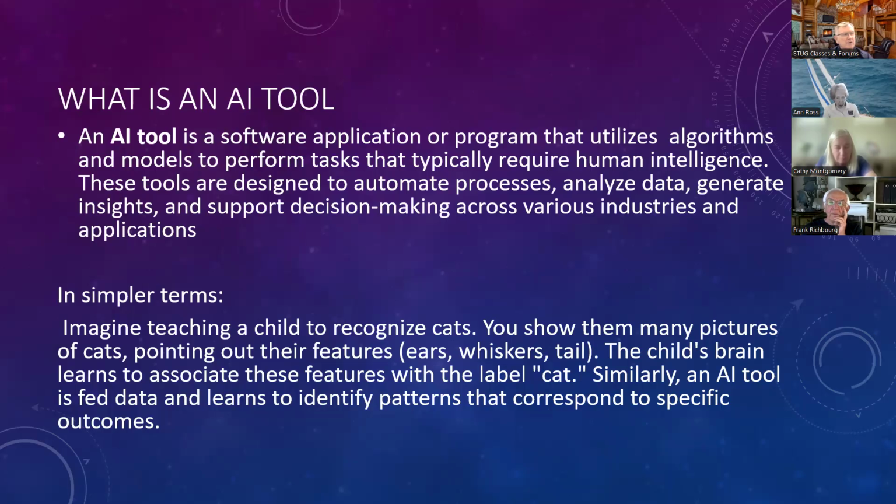The child's brain learns to associate these features with the label cat. So if I show them a picture of a tiger, that's called a cat too. And again, you would say it's a cat, but it's a big cat. And pretty soon, if you show them enough pictures of an animal that looks like a cat, they will associate and say that's a cat. And they'll be able to say those are whiskers. And so the child has learned this.